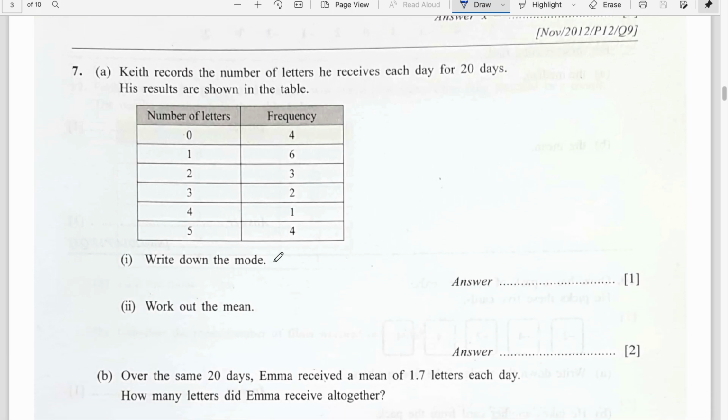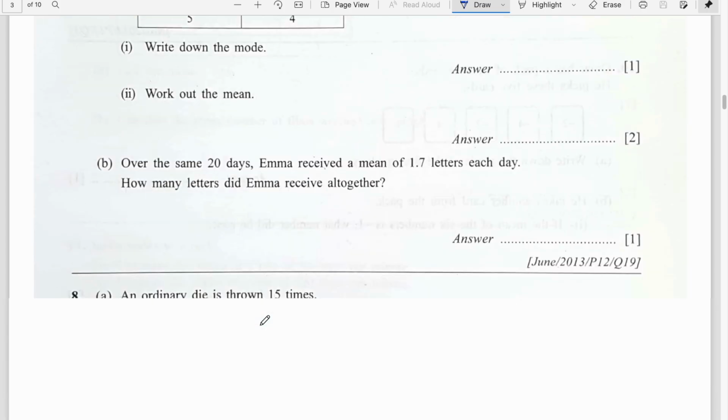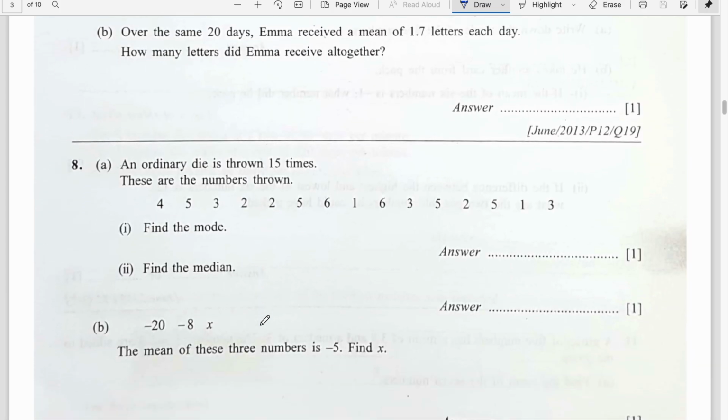Look at question 7 again, mode and mean. I'm skipping this, okay? Now this is still the same but a different representation of the question. Over the same 20 days, Emma received a mean of 1.7 letters each day. How many letters did Emma receive altogether? So we just plug them in, sum of numbers over 20 is equal to mean. So 1.7 times 20 is 34. So she received 34 letters.